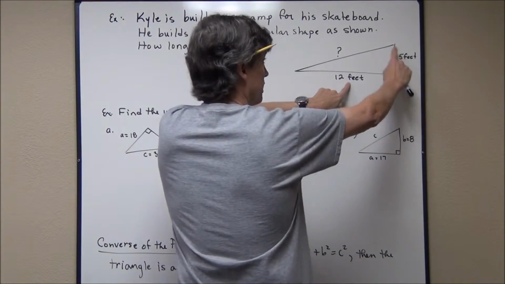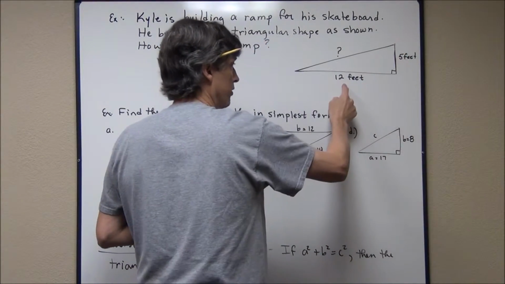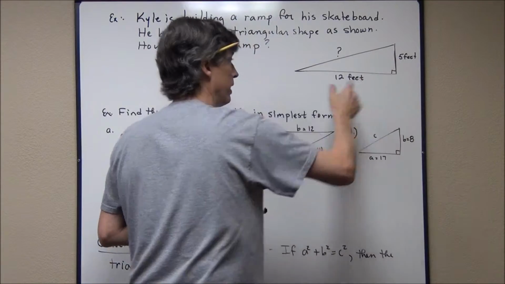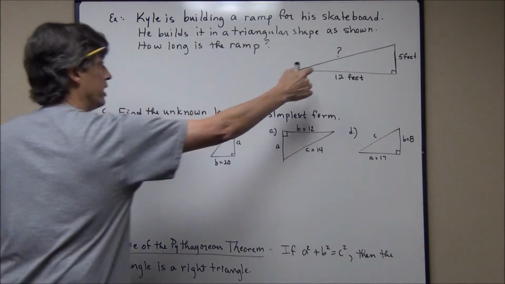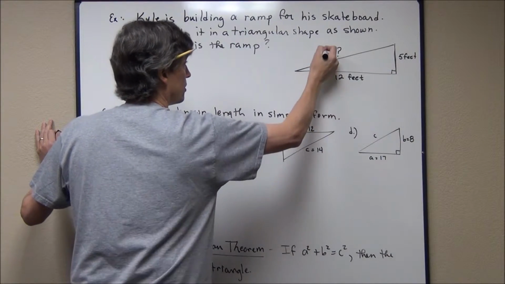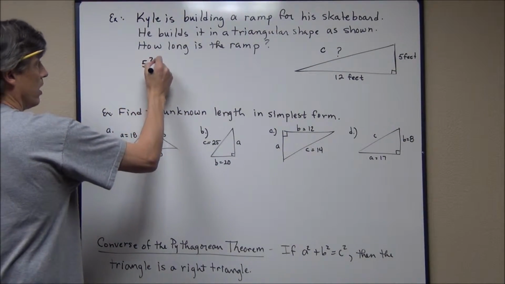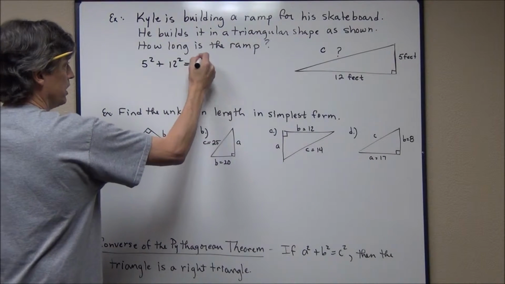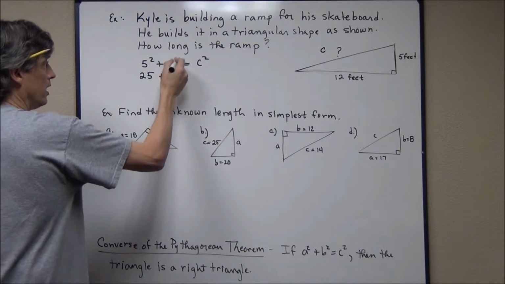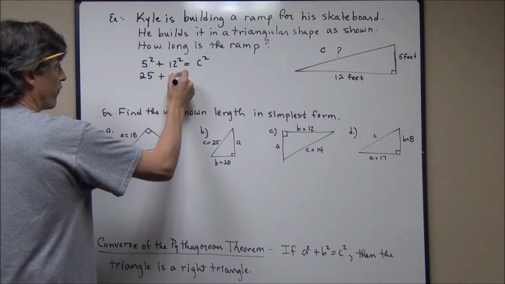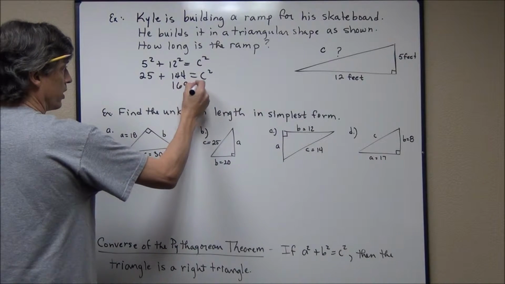These, remember, are the legs because they make up the right angle. So I could call this A, I could call this B, or vice versa. That part's not important, you can interchange those. But I'm going to find here my unknown, which I am going to call C. So in this case, I'm going to write down that 5 squared plus 12 squared equals C squared. 5 squared is 5 times 5, 25. 12 times 12 is 144. And if I add those together, I get 169 equals C squared.